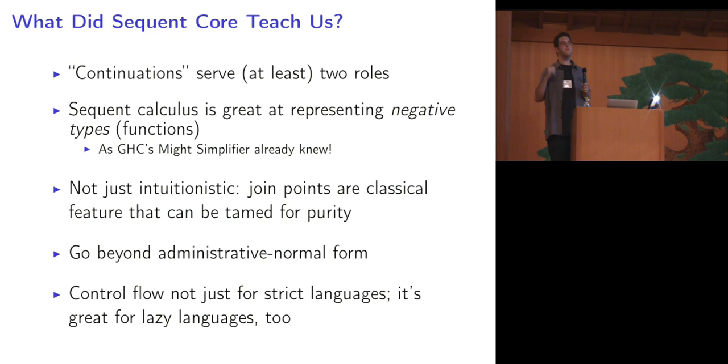And so what was the main thing we learned from doing Sequent Core? The main thing is that this single idea of continuations actually serves two different purposes, and that's sometimes very important, especially for lazy functional languages. And these two purposes are both very useful. Sequent calculus is really great at representing function types and working with those. In a sense, this was something GHC already knew, because in the simplifier, you could say that on the fly, it was creating a lot of these continuations as evaluation contexts for analyzing Core programs. So a lot of that was already being done in the GHC simplifier, which is why the performance was similar.